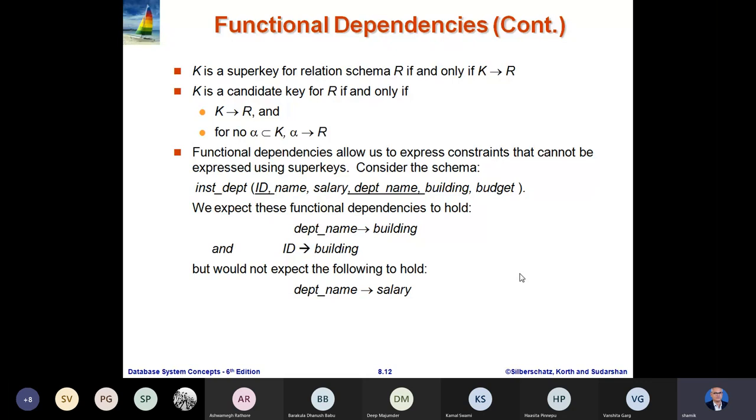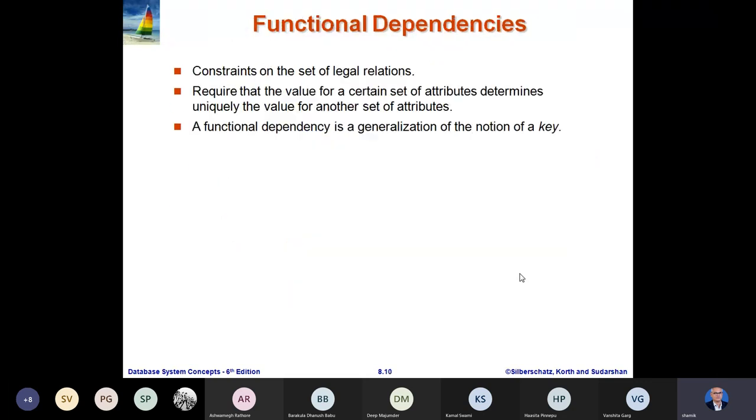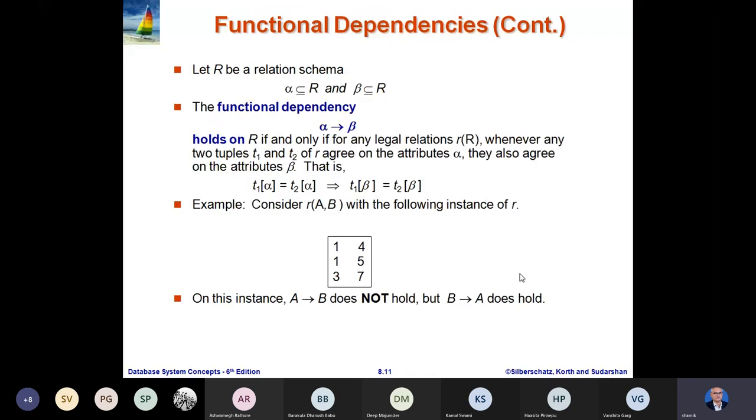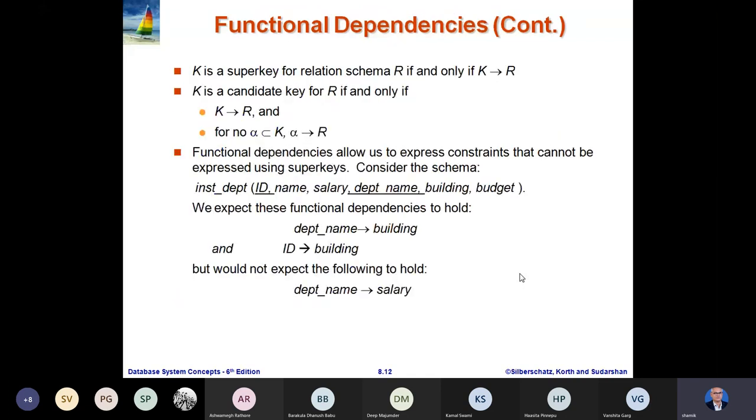So the notion of functional dependency, as we said, is a generalization of the notion of a key. We can determine this functional dependency even on this particular schema, from department name to building. We can also have it from ID to building, but of course department name itself is not a super key. ID, department name is a super key, but not a candidate key because its subset ID is itself a super key. So ID is indeed a candidate key. Department name is neither a candidate key nor a super key.